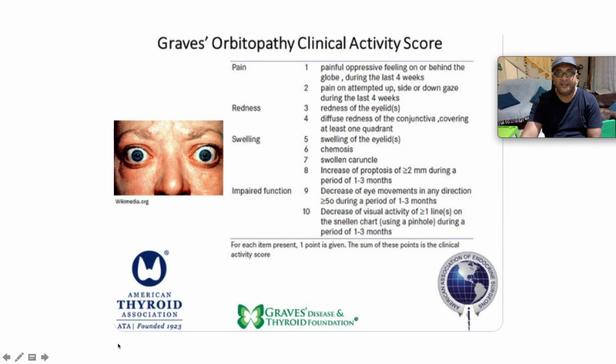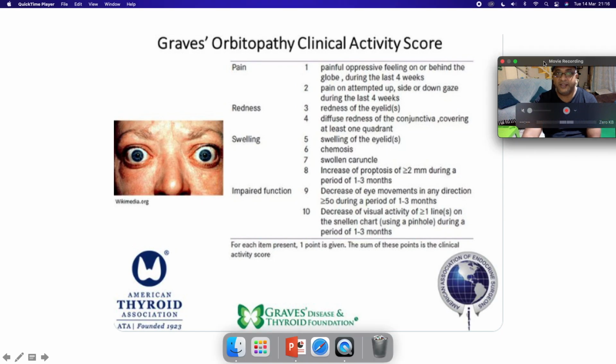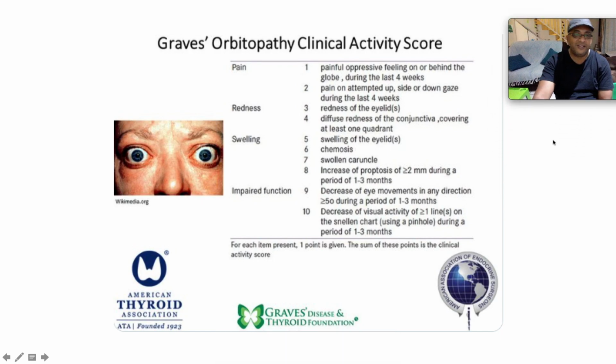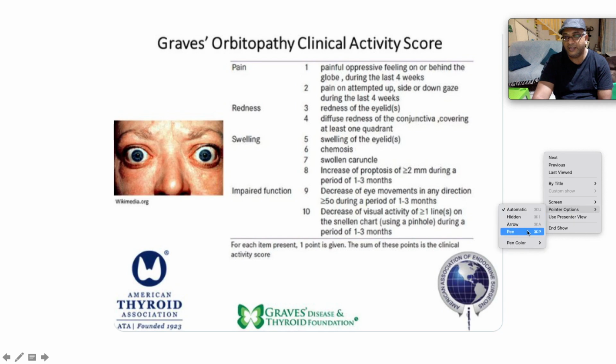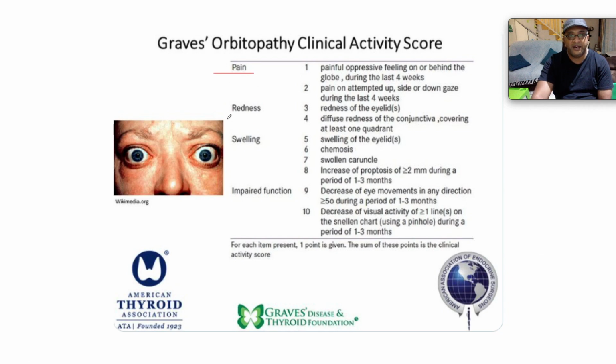All right, so here is the clinical activity score we were alluding to earlier for Graves' orbitopathy. It's scored out of 10. It's split into 4 different areas, talking about pain, redness, swelling, and impaired function. So under pain, you get 1 point for a painful, oppressive feeling on or behind the globe during the previous 4 weeks, and also pain on attempted upward or downward gaze during the last 4 weeks.